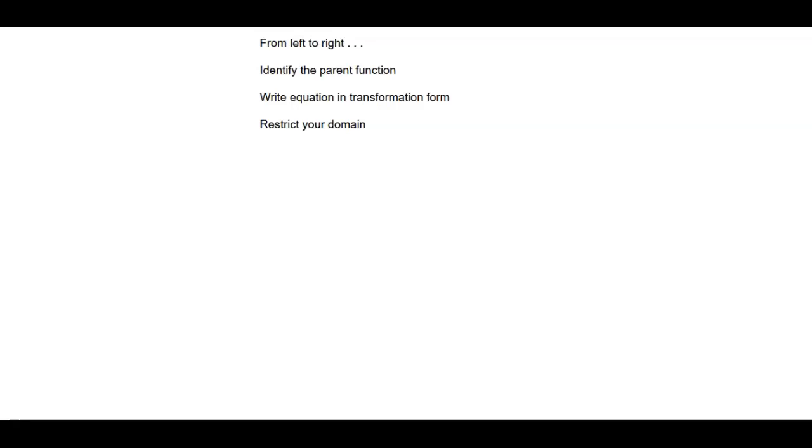For each of these next graphs, first thing we need to do is identify what the parent function is. The second thing that we want to do is write the equation in transformation form. And the third part is to restrict the domain.